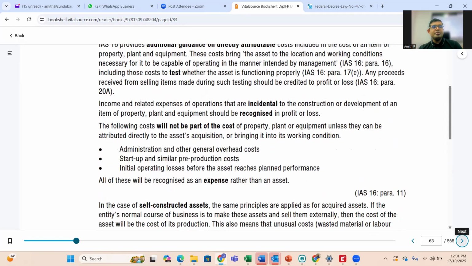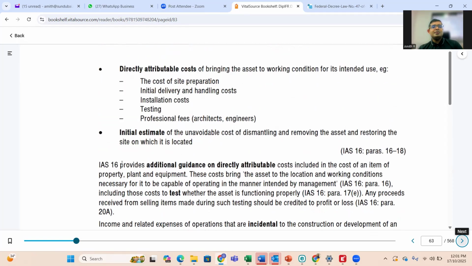What cost components would you put in measurement? One is purchase price, import duties and other non-refundable taxes directly attributable, because the key word is directly attributable. It would be very easy for you to identify. It won't be hard. Okay, exactly, directly attributable to bringing the asset to its intended use.